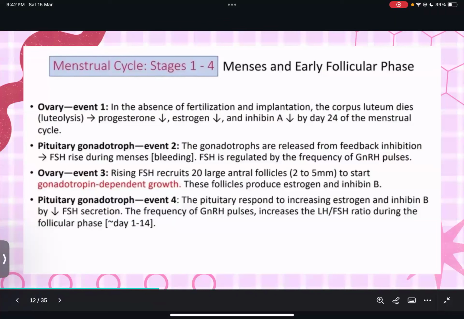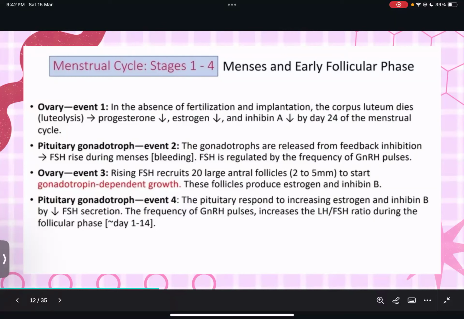Here, it's just whatever I said written in words, so that you can revise it again. I'll go through it again quickly because there are more details here that I didn't mention, and these are exactly the same slides as Dr. Abdul Jabbar's.